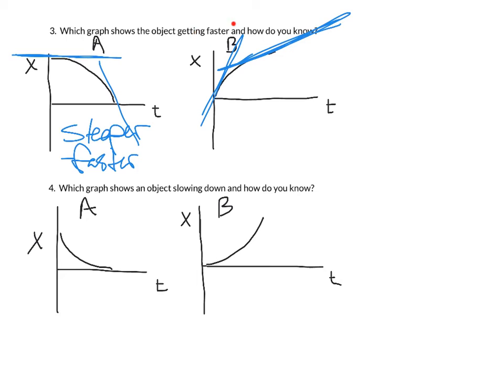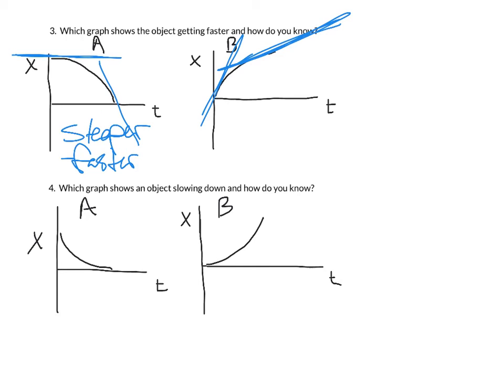Remember, when you're looking at how fast something is on a position time graph, you're looking at the steepness of the curve. All right, number 4. Which graph shows an object slowing down? Back to number 3, I'm sorry. How do you know? It has to be A, because this curve is getting steeper. And getting steeper means the velocity is increasing, and that means getting faster. Steeper means faster. That's how you explain how you know. Not because of what the line is doing, but because of what the slope or steepness is doing.